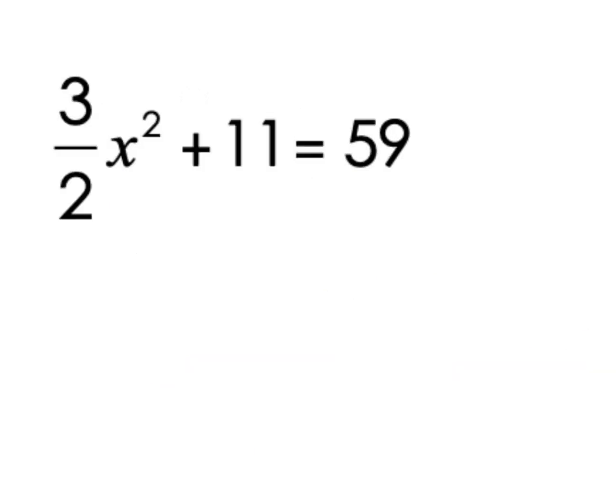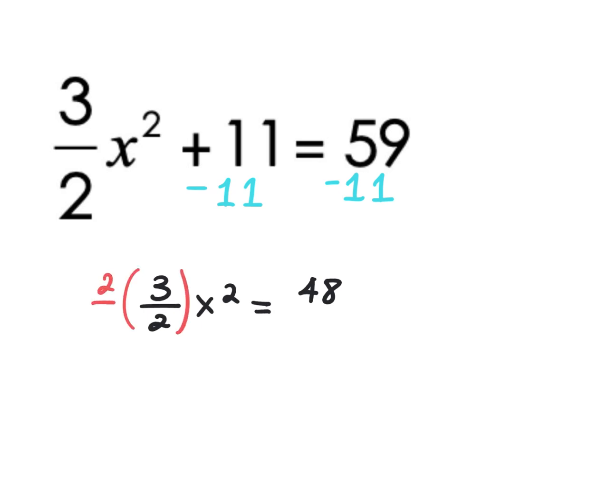All right, here we have 3 halves times x squared plus 11 equals 59. So we're going to minus 11 from both sides. We get 3 halves x squared equals 48. And then we're going to divide both sides by 3/2, which really is the same thing as multiplying both sides by 2/3.